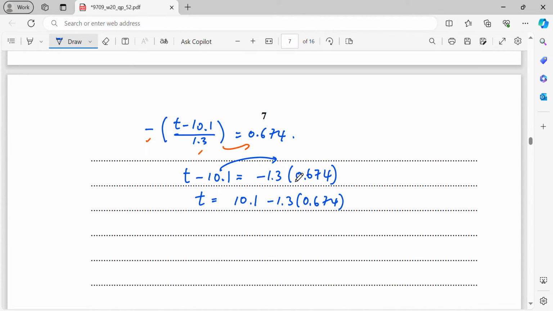And then at last, you will be getting 9.2238. And now, we need to round the answer correct to 3 significant figures. That is 9.22. So that's the t value.